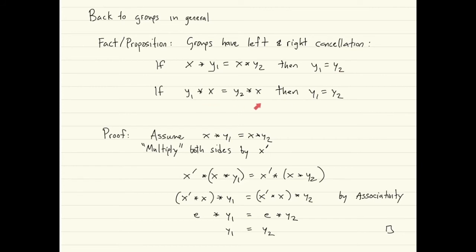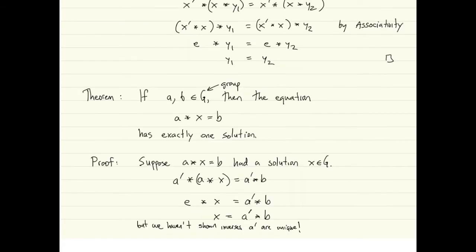The proof for right cancellation is very similar. You multiply on the right by x prime. Here's a follow-up fact, or theorem: if a and b are elements of a group G, then the equation a times x equals b has exactly one solution. And the proof is much like you would do in simple algebra.